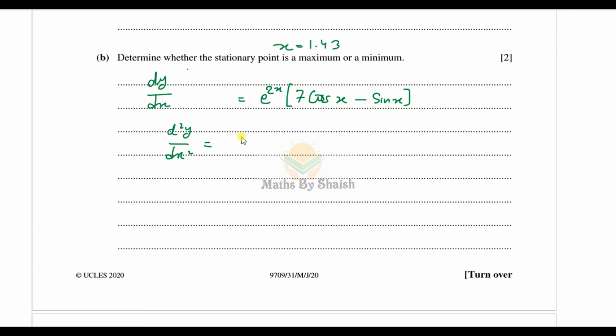So I'll do that, and it is e raised to the power 2x times (minus 7 sine x minus cos x), and then plus 2 e raised to the power 2x times (7 cos x minus sine x). And we can simplify it a little bit more.